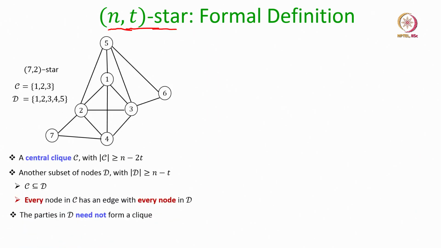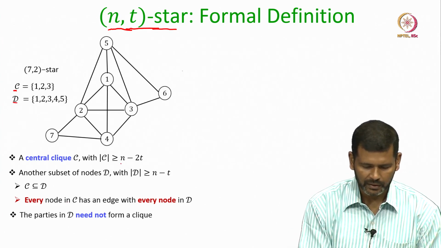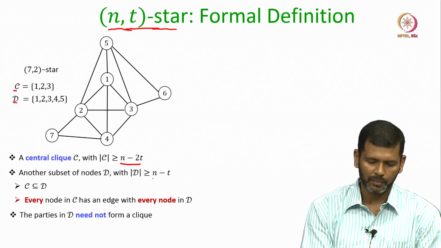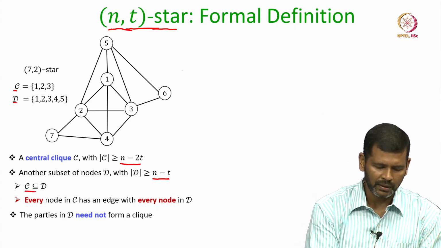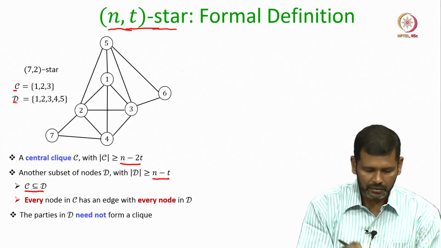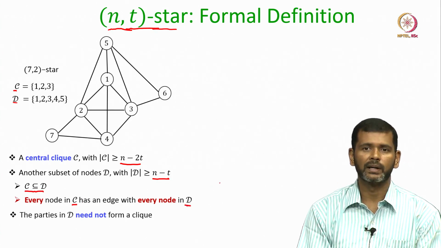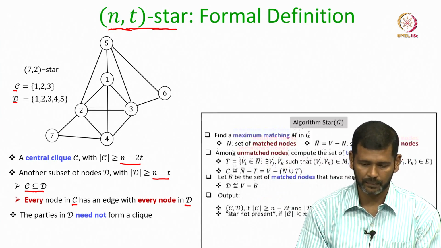So, let me quickly recall the definition of NT star. If you are given a graph with n nodes, then an NT star basically consists of two subsets C and D, where the size of C is at least n minus 2t. That means there should be at least n minus 2t nodes in the C set, at least n minus t nodes in the D set, and the C set should be a subset of the D set, and there should be an edge between every node in C and every node in D. However, that does not mean that the nodes in D constitute a clique. However, the nodes in C constitute a clique.